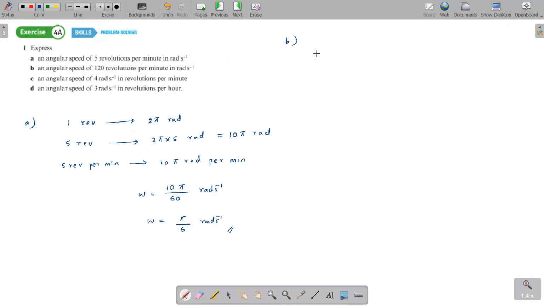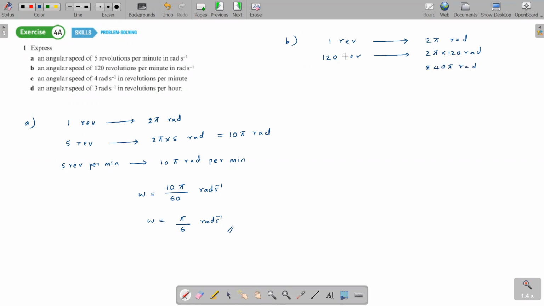Part B, they say an angular speed of 120 revolutions per minute in radians per second. Once again, we have to convert revolutions to radians. I know one revolution is 2 pi radians. So if it is 120 revolutions, it's 2 pi into 120 radians, which is 240 pi radians.